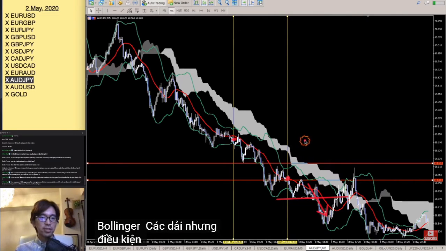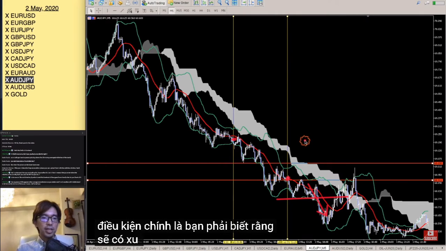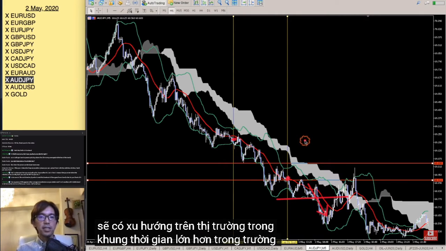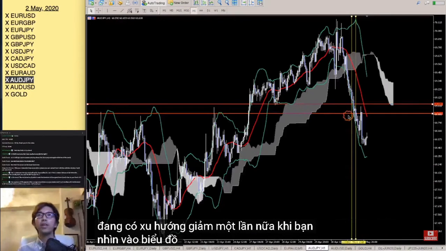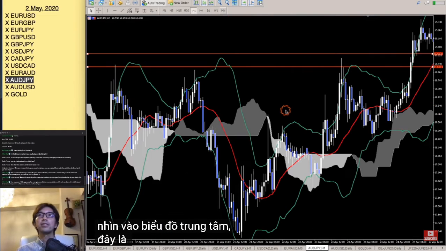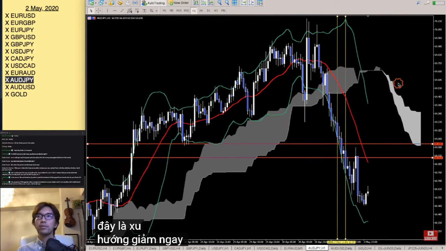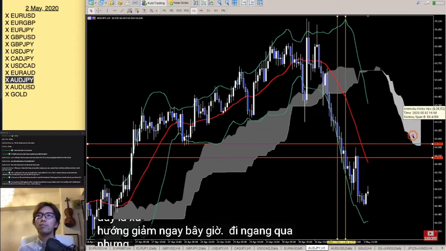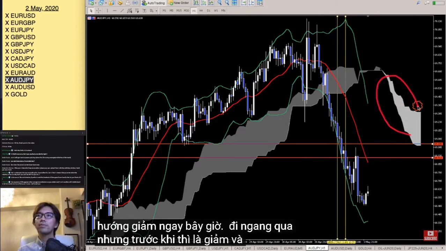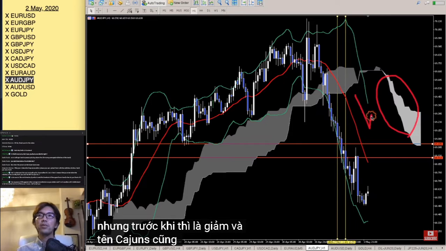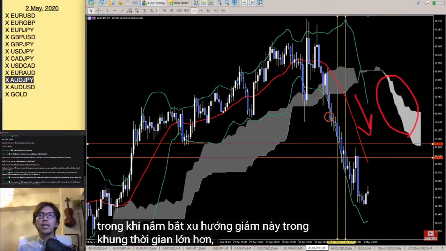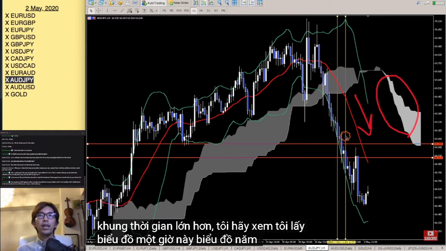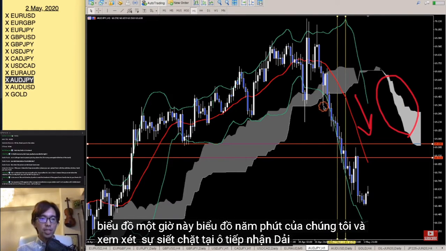But the primary condition should be, there should be a trend in the market in bigger time frame. In this case, 1 hour chart was downtrend, right? Again, when you look at the 1 hour chart, this was downtrend. The Kumo was moving down, right? Right now Kumo's flat, but before the Kumo was moving down, and the Kijun Sen was moving down too. So while capturing this downtrend in bigger time frame, I take this 1 hour chart, 5-minute chart, and look at the squeeze at the Bollinger Bands and take sell.